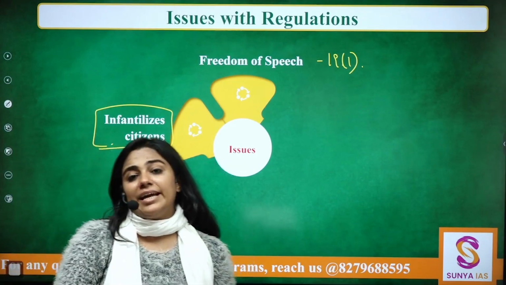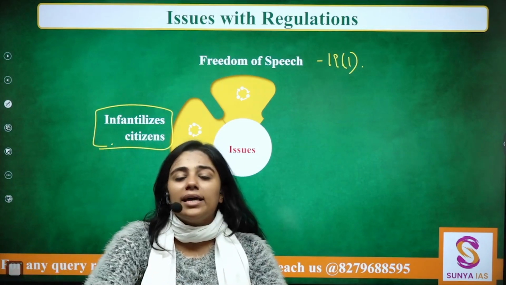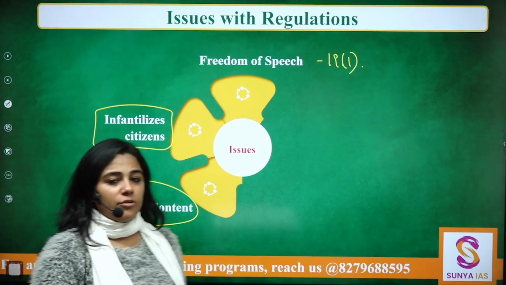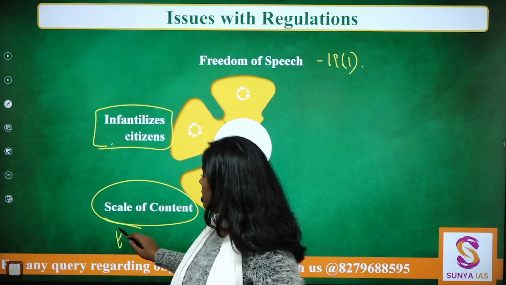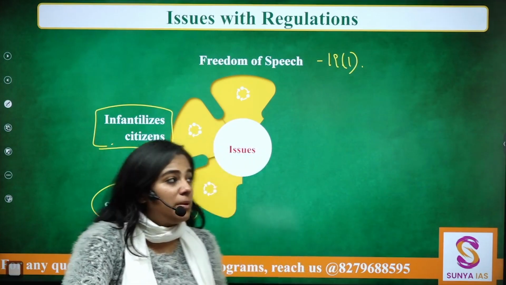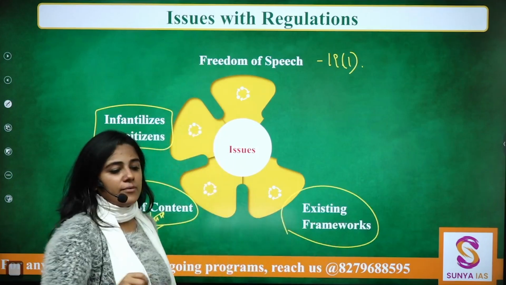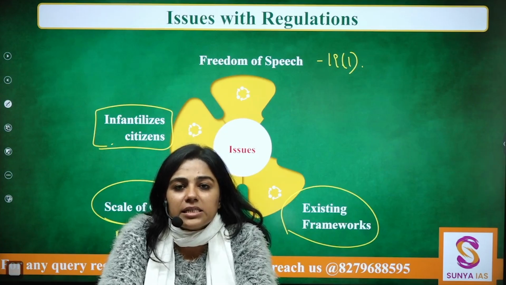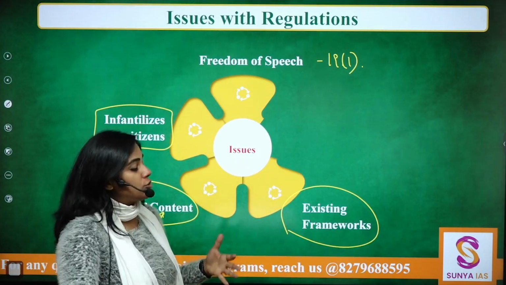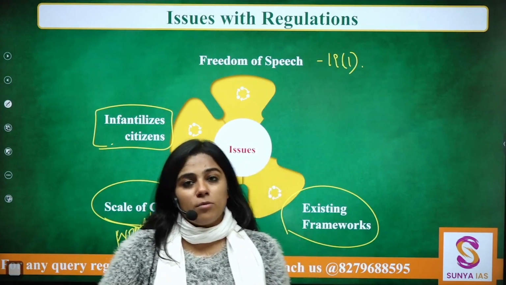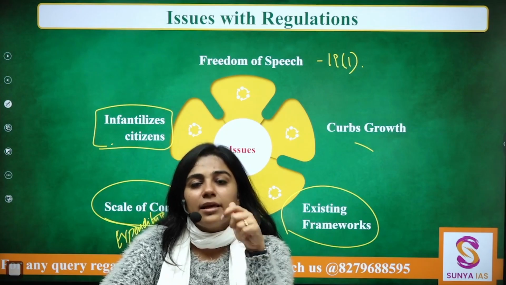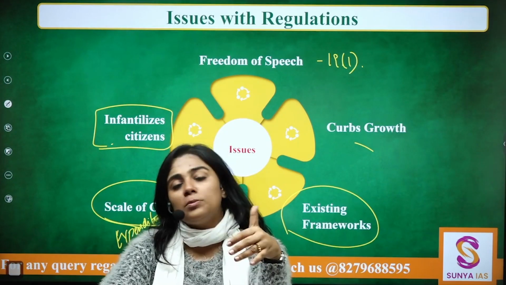So government will decide what the citizens should watch and what they should not watch. Why is this so? This should not be happening, right? So it infantilizes citizens. Then the scale of content is so huge that it will require a lot of expenditure on the part of the government to actually regulate the OTT platforms. Expenditure will be massive. And even the existing frameworks like the IT Act and various acts that are in place, they are very haphazard, and already there are issues like sedition and everything that are going on. So having a proper surveillance on these OTT platforms can be counterproductive. And overall it also curbs growth, because an artist cannot be thinking that I should make content that should not be censored. An artist should be thinking I should make content, right?